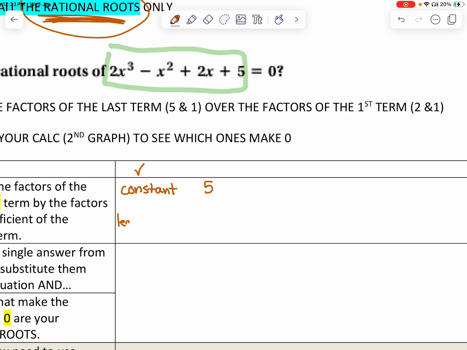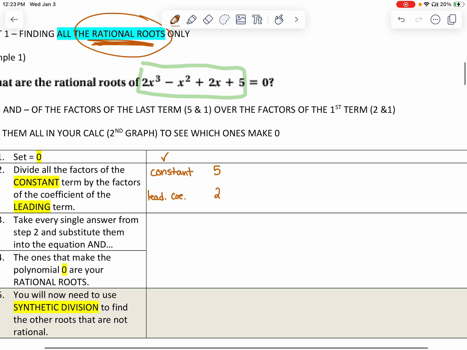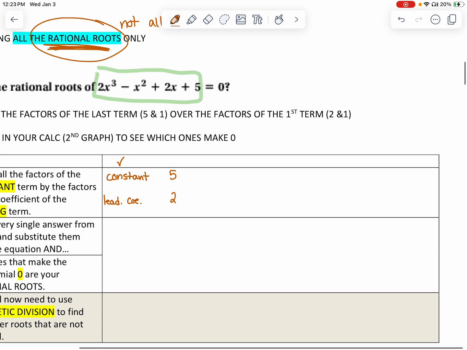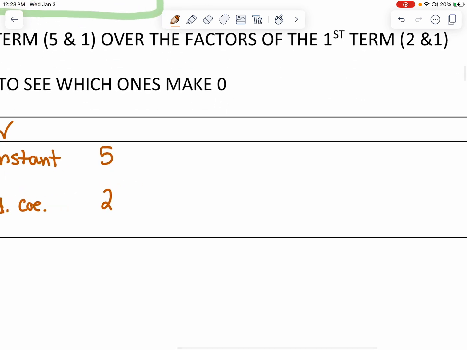And our leading coefficient, I'll just write leading and then that right there. Our leading coefficient is 2. So it says divide all the factors of the constant term by all the factors of the coefficient of the leading term. So what goes into 5? Well, 1 and 5, positive and negative of each. What goes into 2? Positive and negative 1, and positive and negative 2.